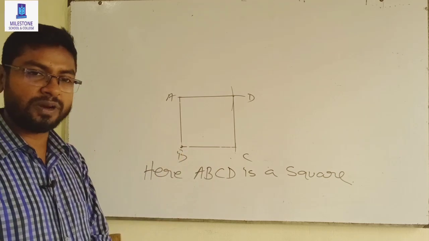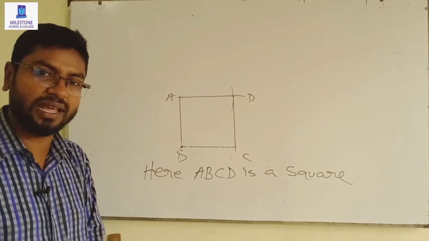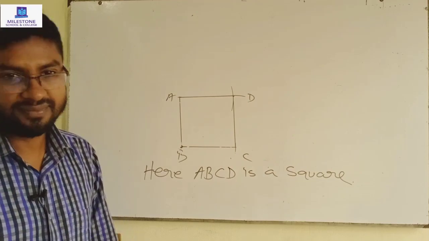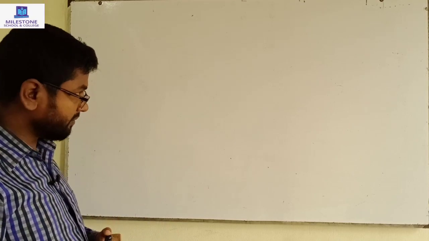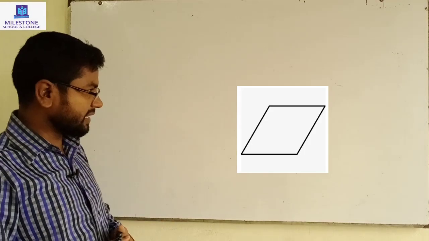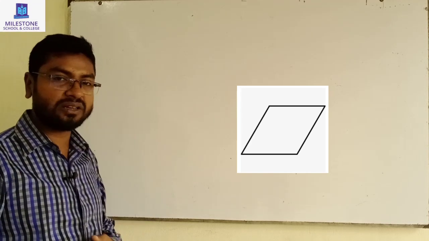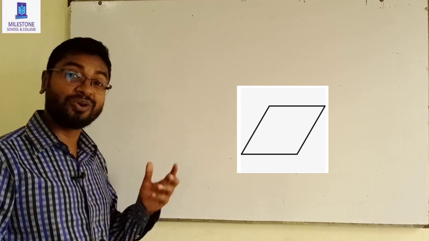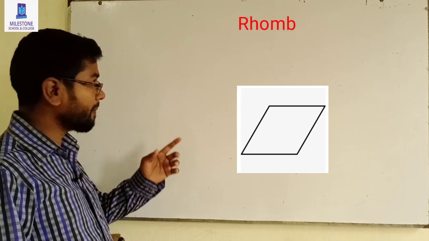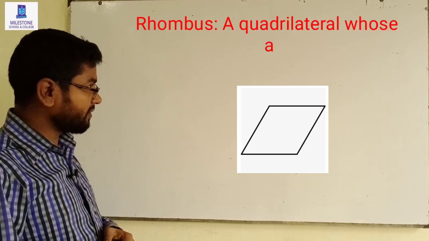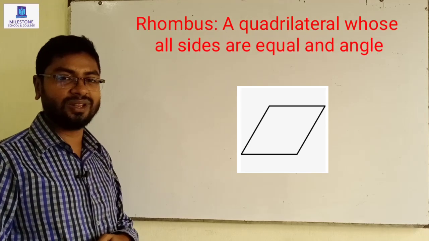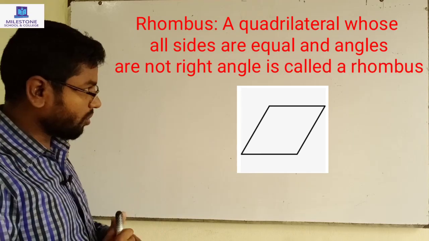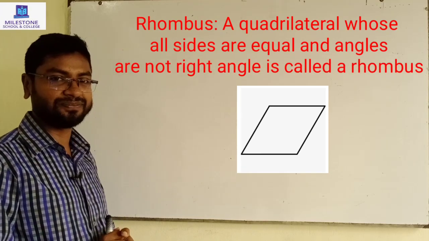And we have more properties. Next class, inshallah, we will learn more properties. Now, see this figure. All sides are equal, but angles are not right angles. This is a rhombus. What will be the definition of a rhombus? The figure whose all sides are equal, and angles are not right angles, is called a rhombus.